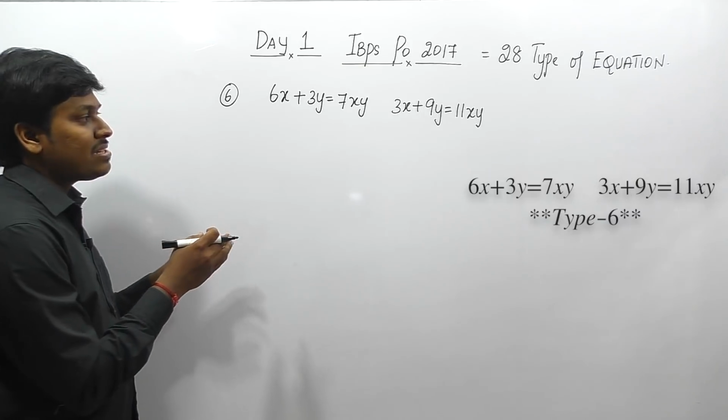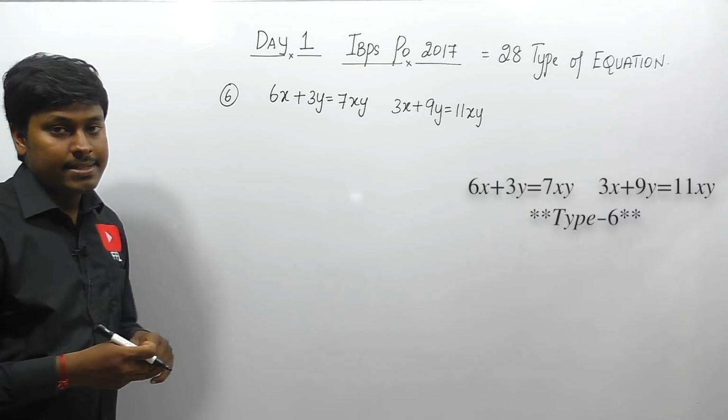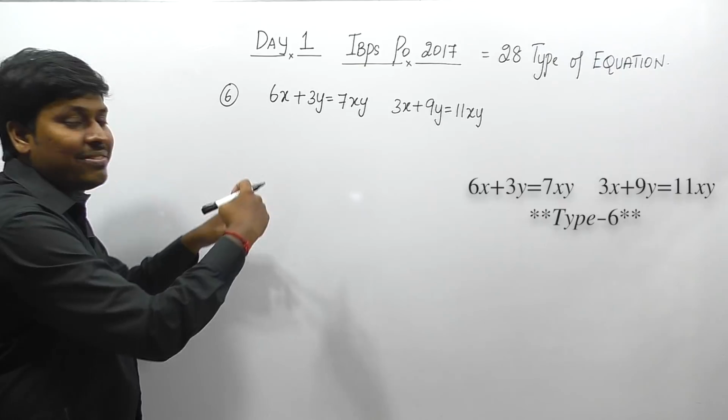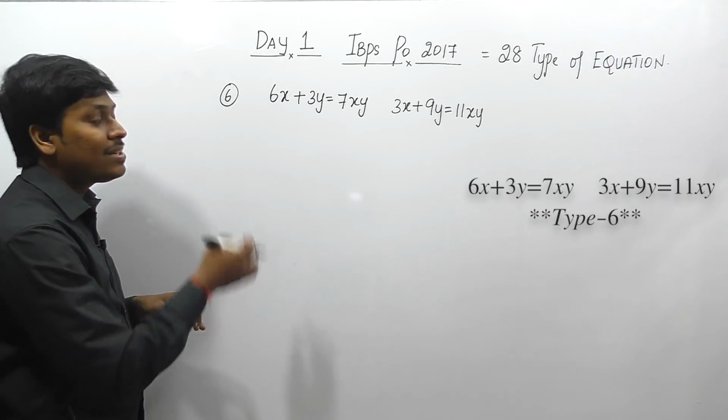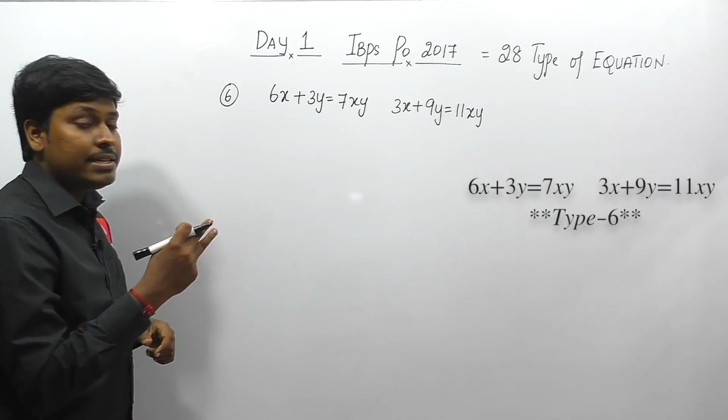So friends, this equation, which we used to call a simultaneous equation. Why? Because by using both the equations simultaneously, we need to find the value of x, and also we need to find the value of y. So friends, simultaneous equation has two types.